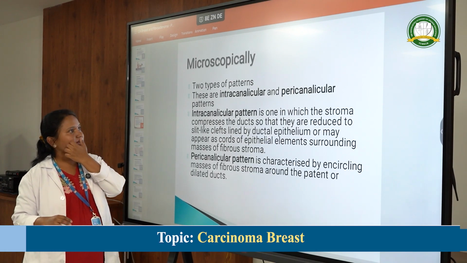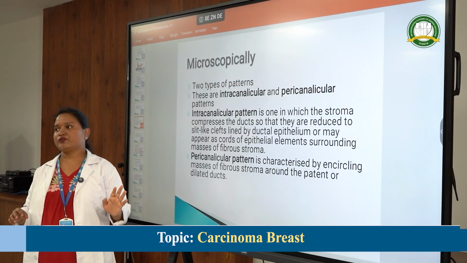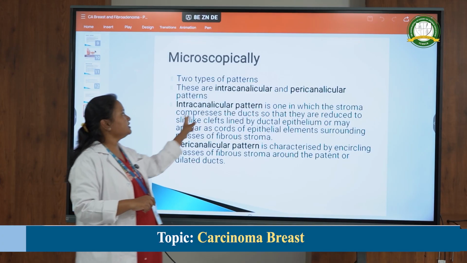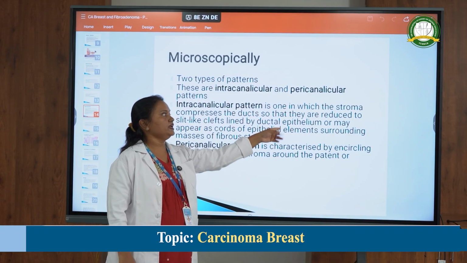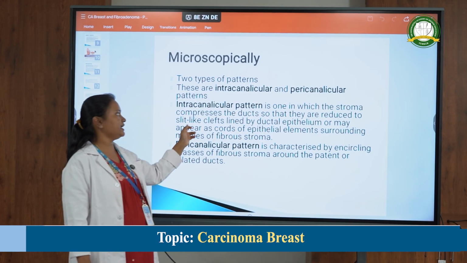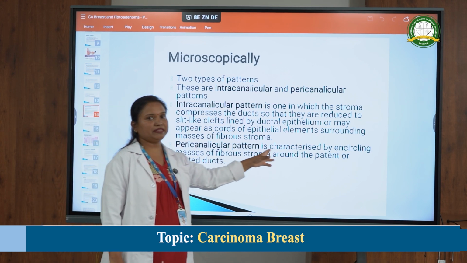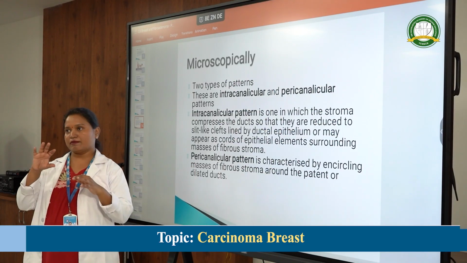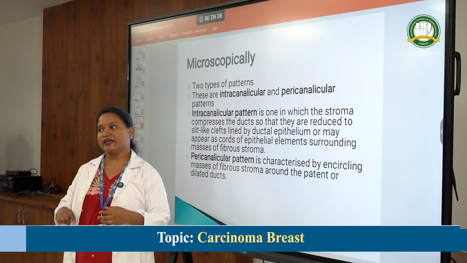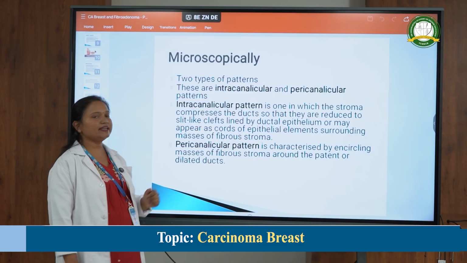Coming to the microscopy, as I have told you, there are two patterns which are characteristic in fibroadenoma. You have to remember the intracanalicular pattern and the pericanalicular pattern. In the intracanalicular pattern, the stroma compresses the ducts so that they are reduced to slit-like clefts. They are lined by ductal epithelium or may appear as cords of epithelial elements surrounding masses of fibrous stroma. I will show the picture. The pericanalicular pattern is characterized by encircling masses of fibrous stroma around patent or dilated ducts.